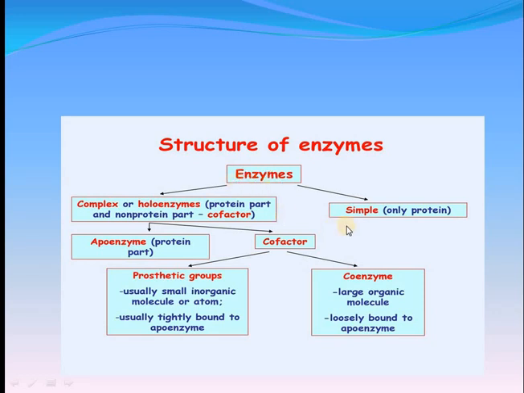What are enzymes? Enzymes may be simple, meaning they are only protein in nature, or they may be complex, meaning they have a combination of protein part and non-protein part. What is the non-protein part? That is the cofactor. अब holoenzyme हमारे पास क्या है? Holoenzyme is the combination of apoenzyme, the protein part, and the non-protein part, which is cofactor. As we have studied, cofactor is divided into two main groups: the prosthetic group and the coenzyme. In the prosthetic group it is permanently attached, and in the coenzymes it is loosely bound.